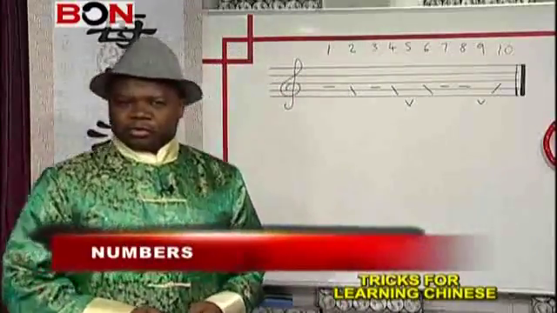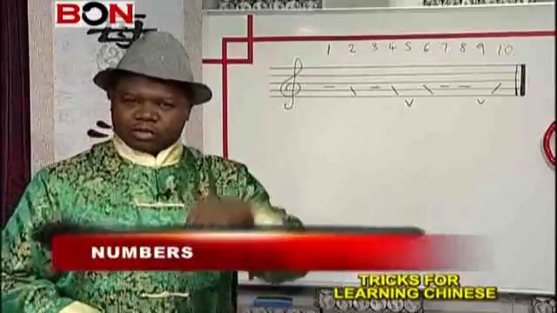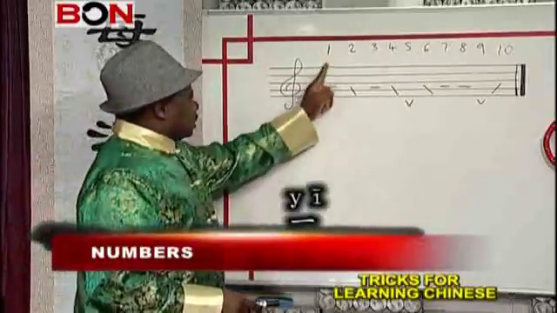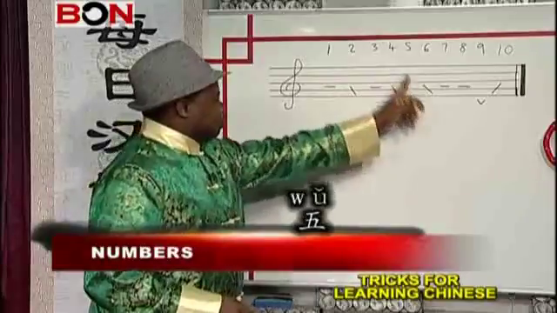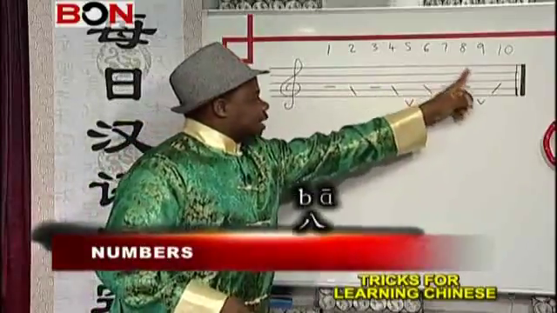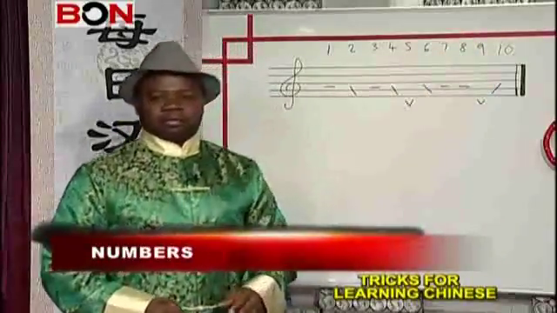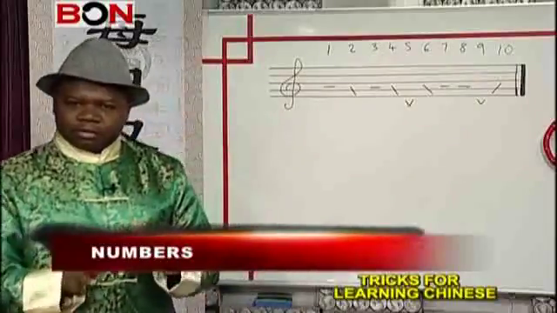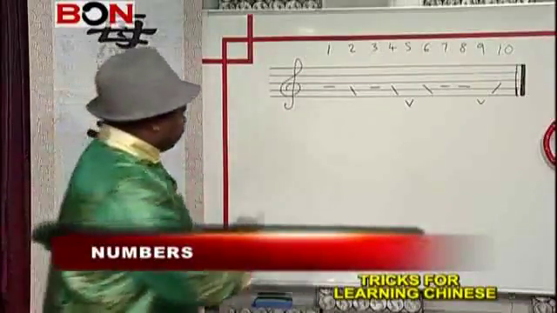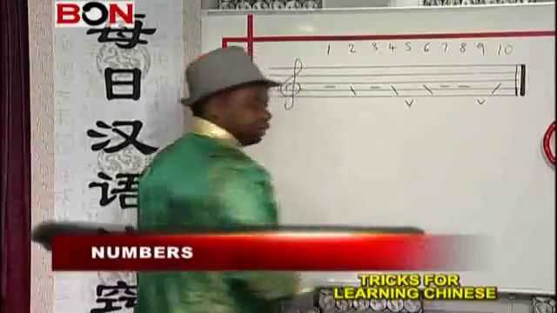That's another way to remember these numbers according to their tones. 1, 2, 3, 4, 5, 6, 7, 8, 9, 10. Very rhythmical and simple. So, let me write them in Chinese first.